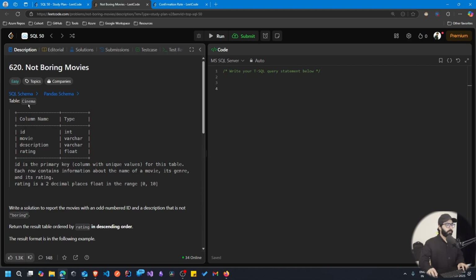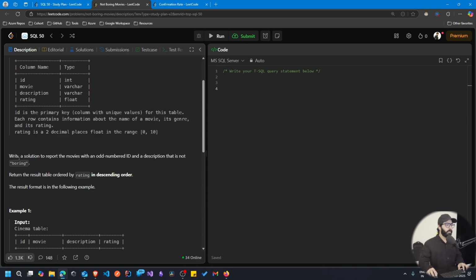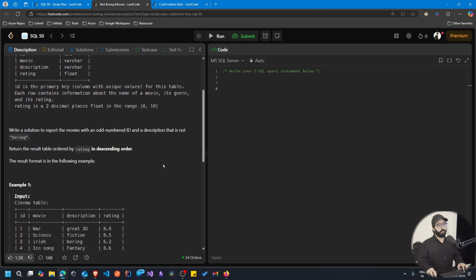Okay, so we have cinema: id, movie, description, rating, with id as primary key. Each row contains information about the name of the movie, its genre, and its rating. Ratings are 2 decimal places, in range 0 to 10. Write a solution to report the movie with an odd number id and description that is not boring.